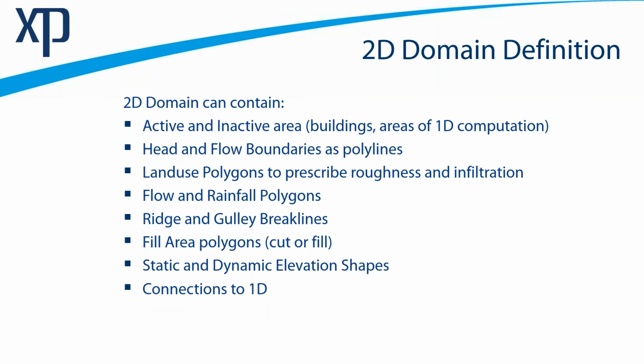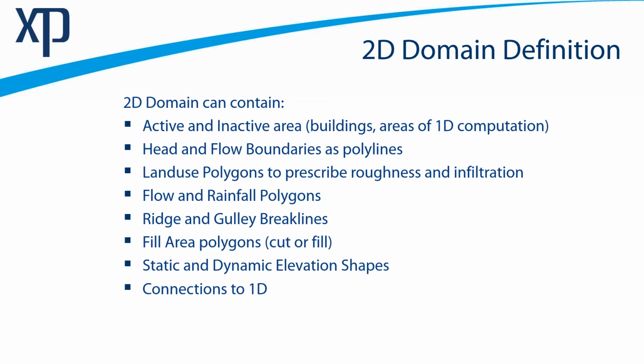The 2D domain, which is basically our grid, can have within it both active and inactive area polygons. This will turn cells on or off. An example of an inactive area would be perhaps buildings or areas where you're computing 1D, like a 1D pond or a 1D channel. You wouldn't want to double account for the storage and the conveyance, so you remove these cells from the 2D computation with an inactive area polygon. We're going to use both active and inactive area polygons in my model build.